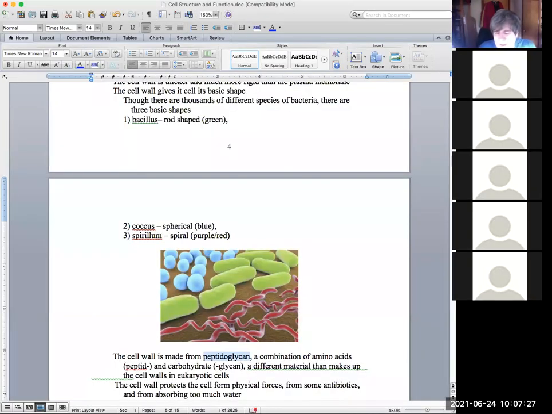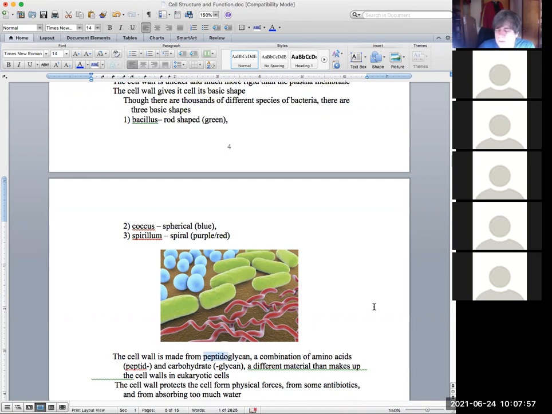So when we look at the cell wall, it's made of something called peptidoglycan. If you think about the name, remember peptide indicates proteins. Glycan, think of glycogen, one of the polysaccharides that we talked about. So this is really a molecule that's long chains of carbohydrates connected by short chains of amino acids.